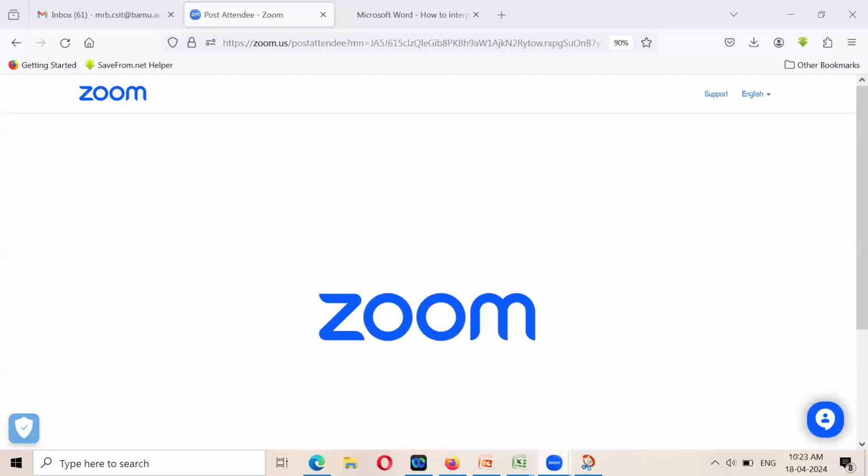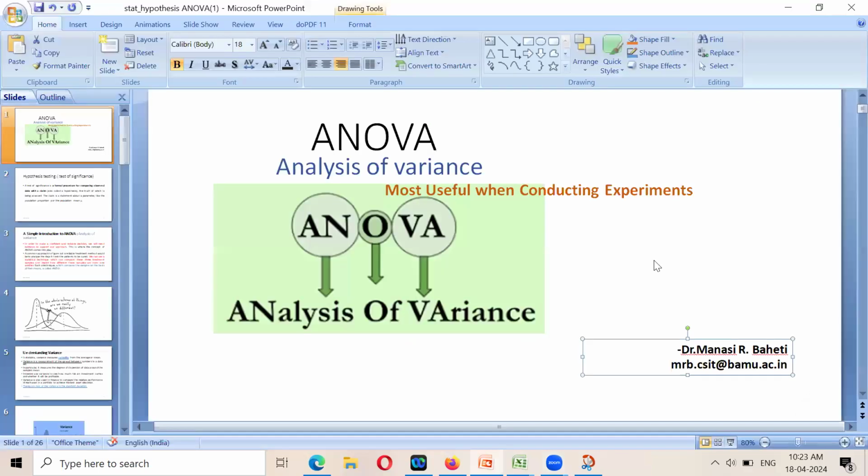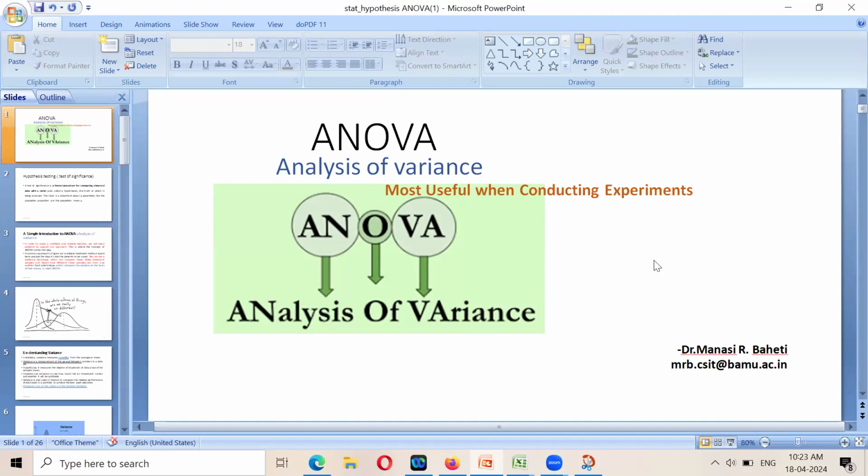Please let me know if my screen is visible, the PowerPoint presentation is visible or not. Yes, ma'am, we can see your presentation, ma'am. Yeah, thank you so much. Because I'm doing it from the same laptop, when I'm sharing my PowerPoint, I'm not able to see the Zoom platform. That's the reason I asked.